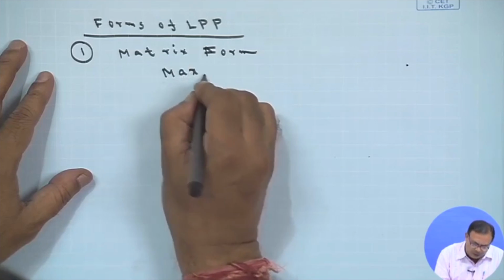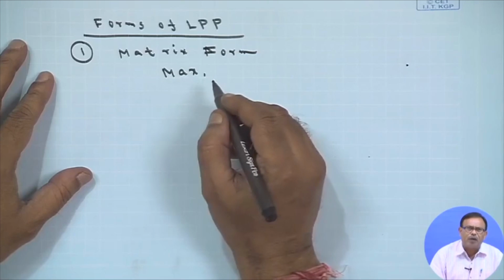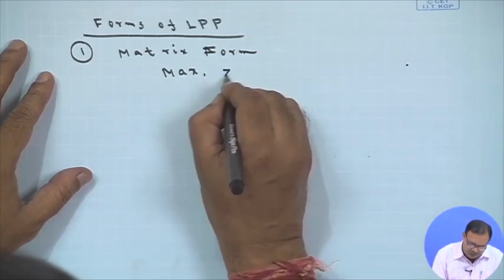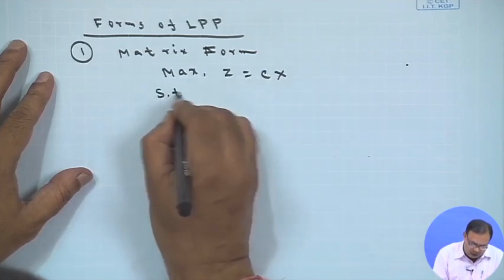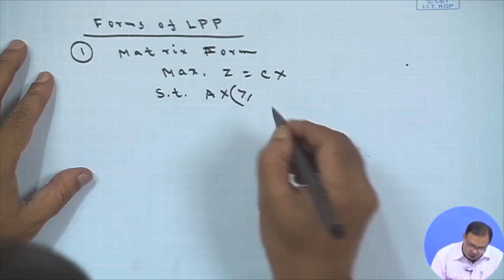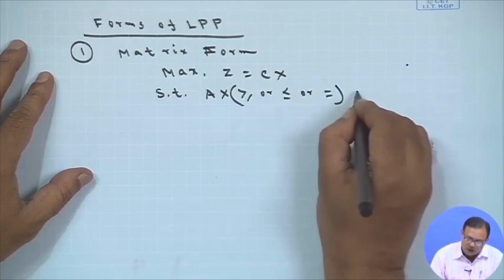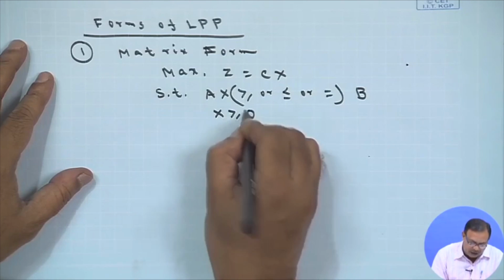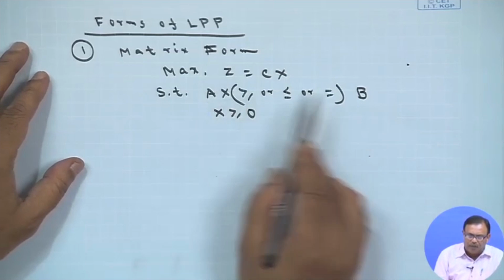In matrix form, we will take the maximization problem, because if I have a minimization, by putting a minus sign I can always change it to a maximization problem. So, maximize z equals Cx subject to Ax greater than equals or less than equals or equals b. I am writing the standard form, and x greater than equals 0.